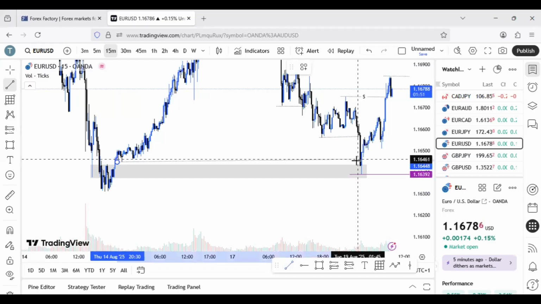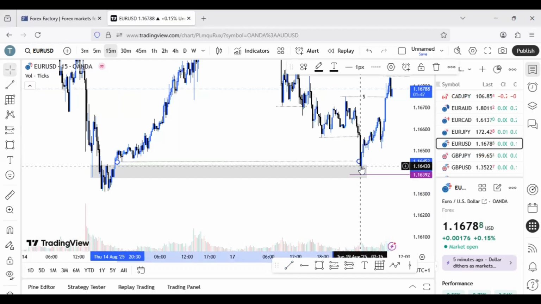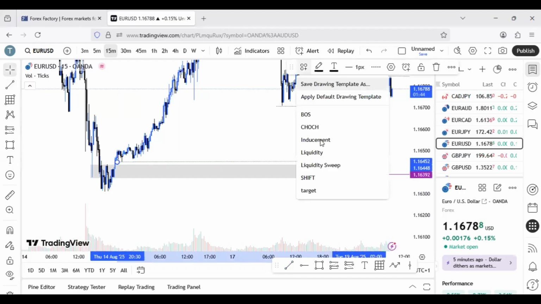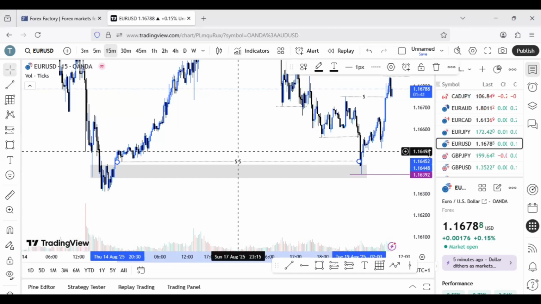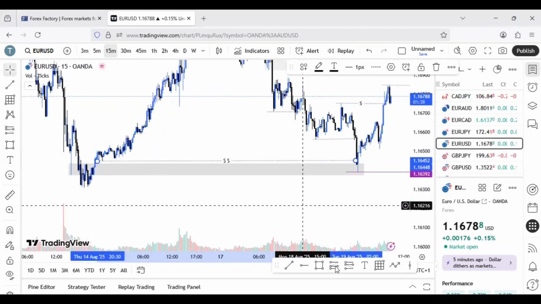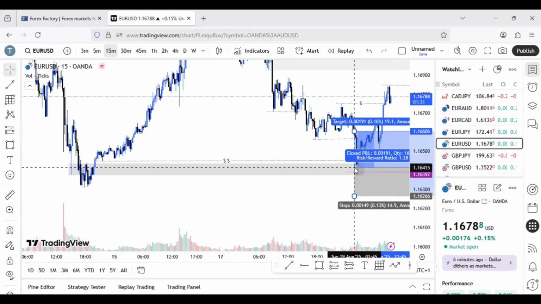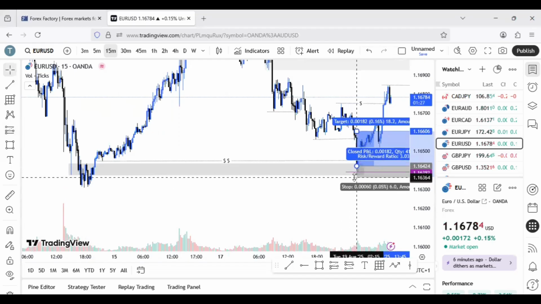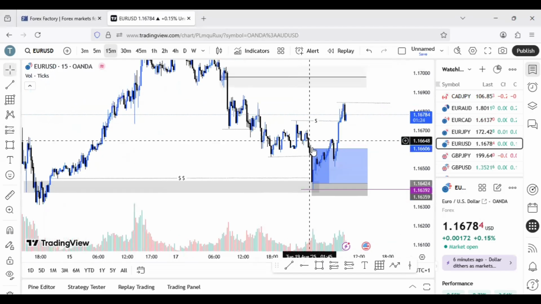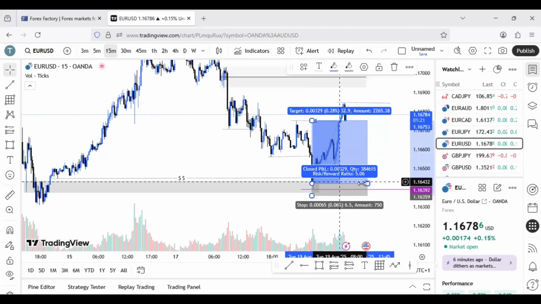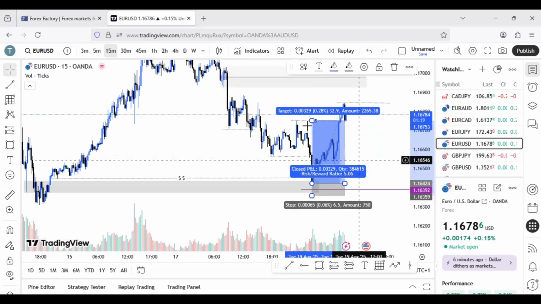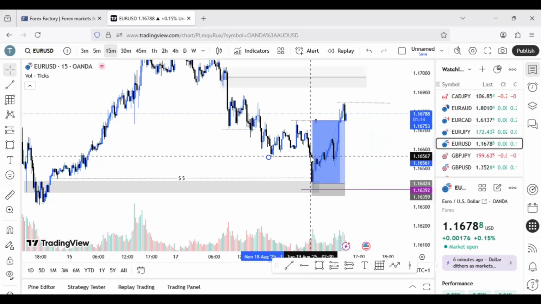So if I was looking at the market this morning, like in the midnight, I would have had something like this. That's an inducement. I would have had something like this. And this is my target. Like I said, knowing where to exit is very important. This is a clean 5-hour trade.